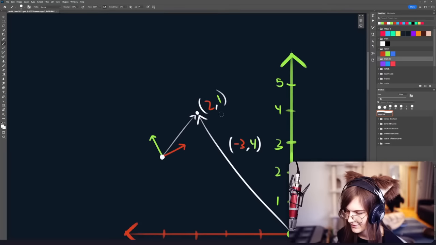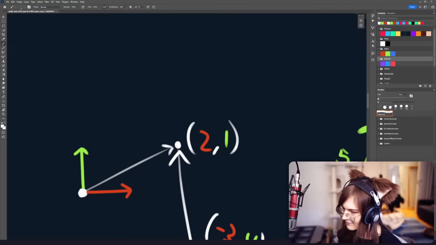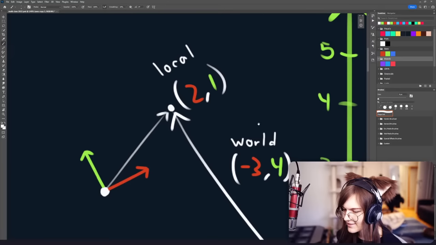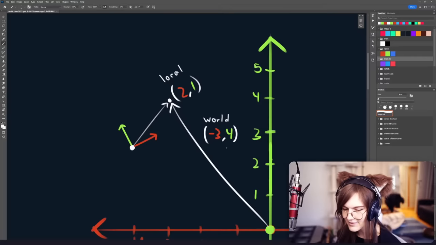All right, so this is our local space coordinate, and this is our world space coordinate, that represent the same position, just relative to different coordinate spaces. Okay, so how do we do this? How do we convert from one to another?